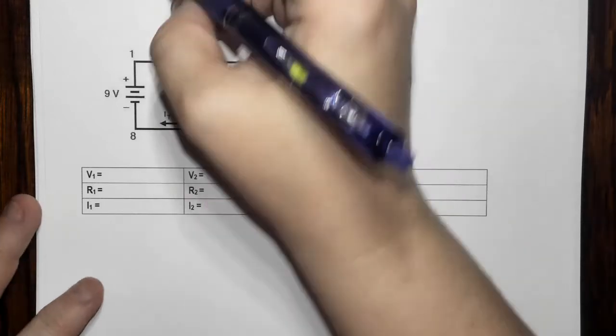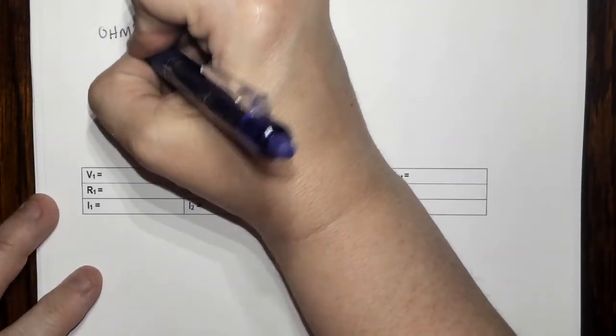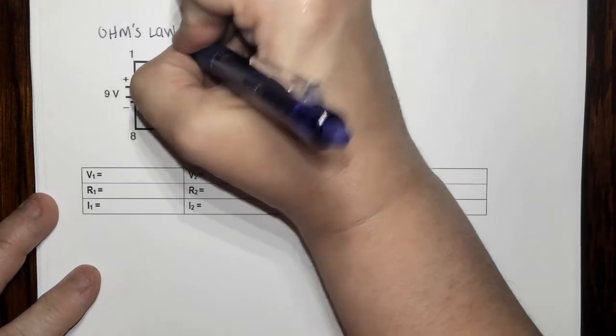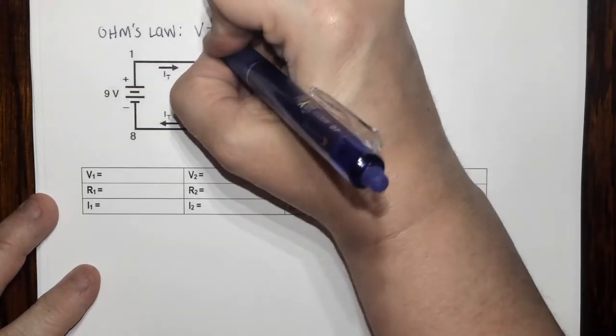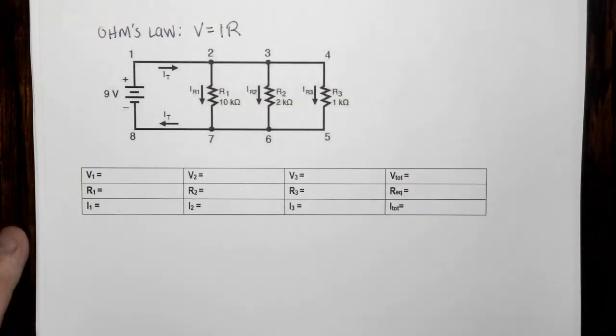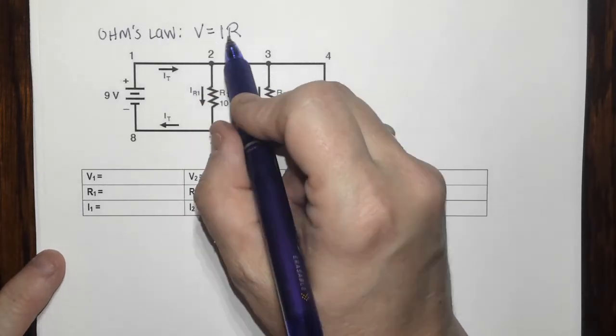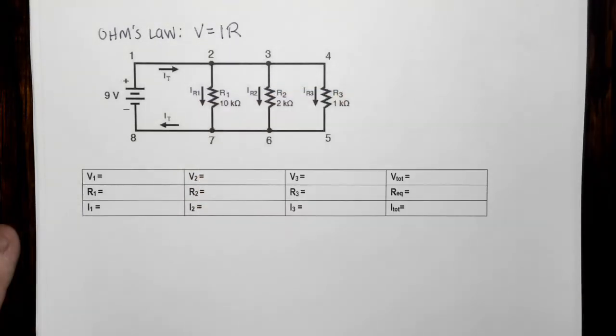First of all, everything revolves around Ohm's law, which tells us that the voltage is equal to the current times the resistance, V equals IR. And we can solve for any one of these variables if we know the other two.